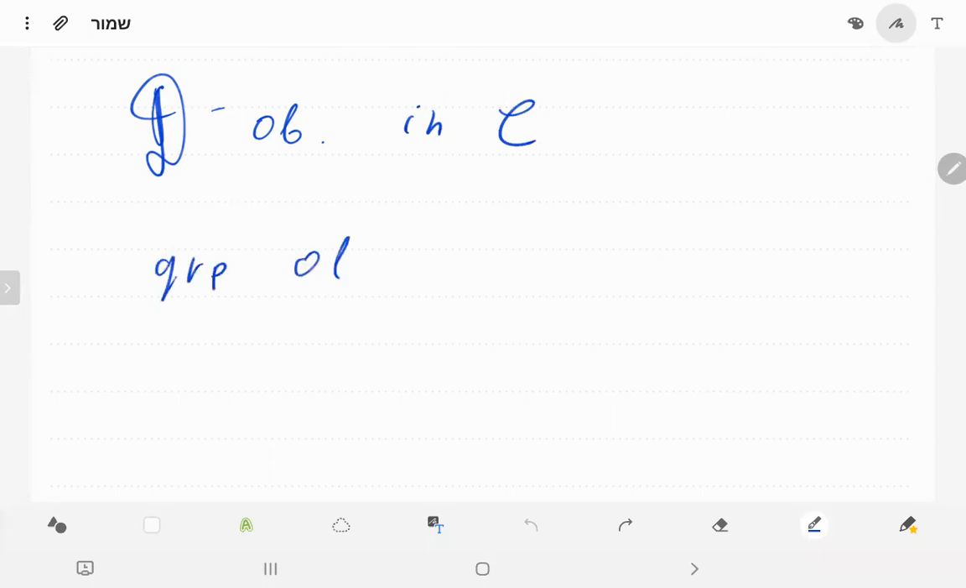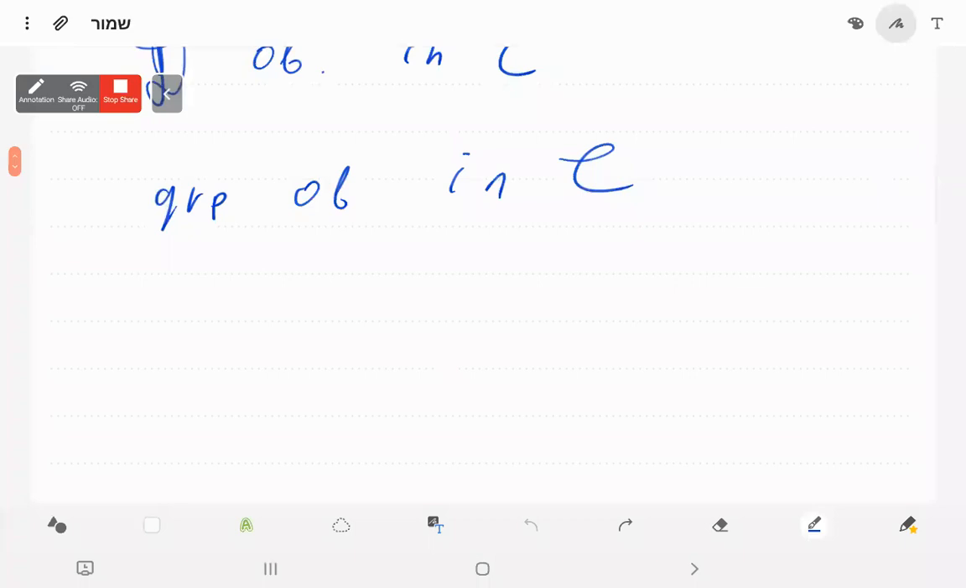Let's start. We discussed the notion of group object in a category, specifically a group object in a category C. And this is also a useful notion. It has many interesting examples.